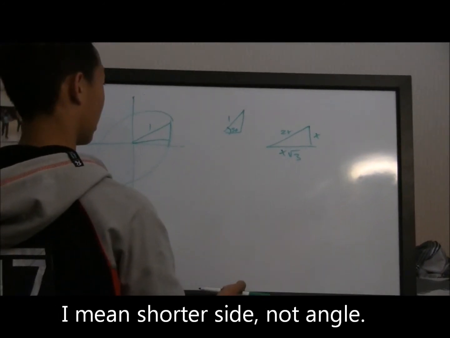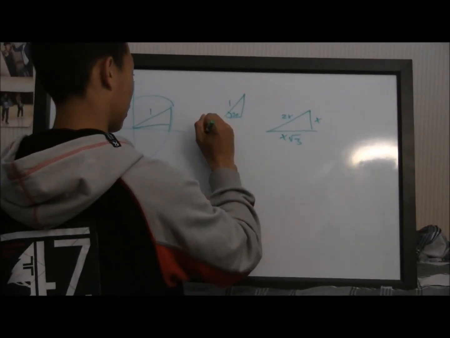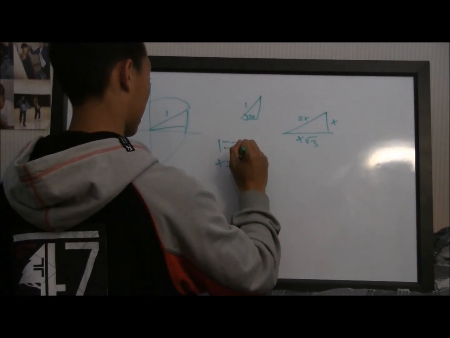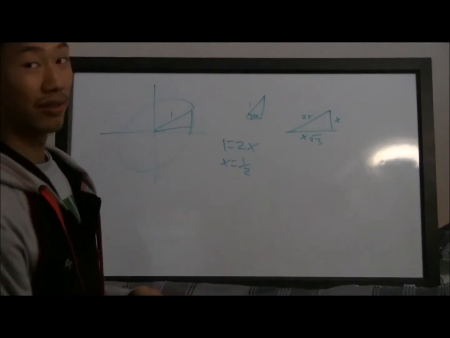And since you know that the hypotenuse is going to be 1, you set the equation 1 equals 2x. And to get x by itself, you get x equals 1/2. Can anybody else finish the question?